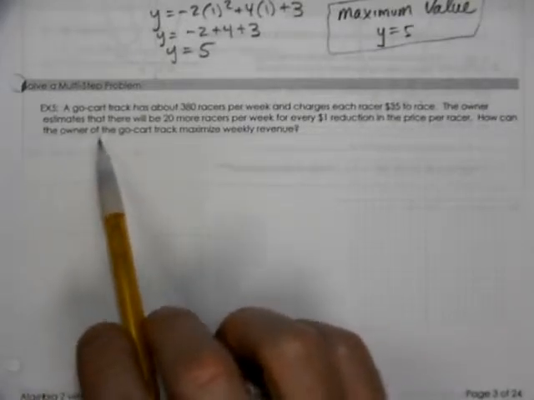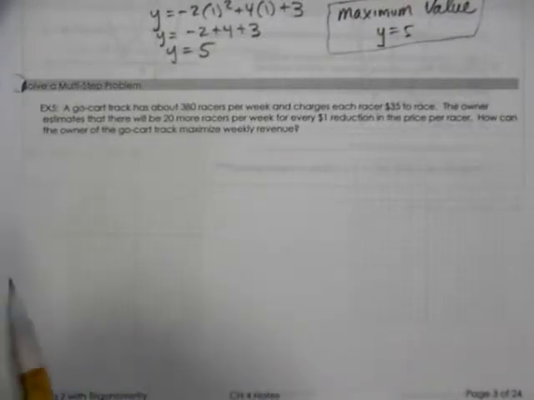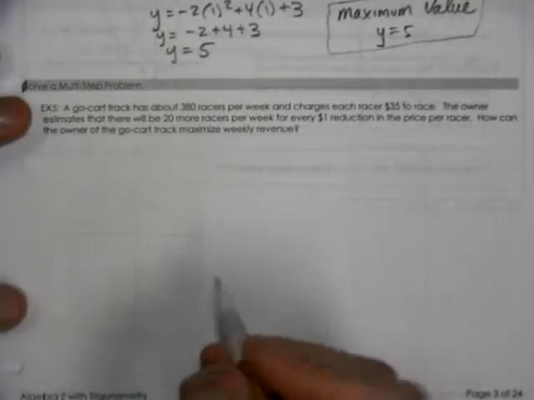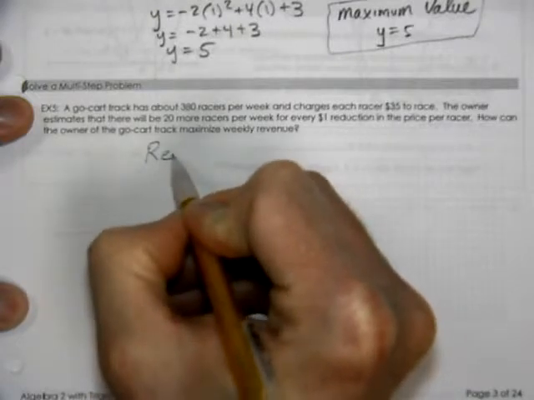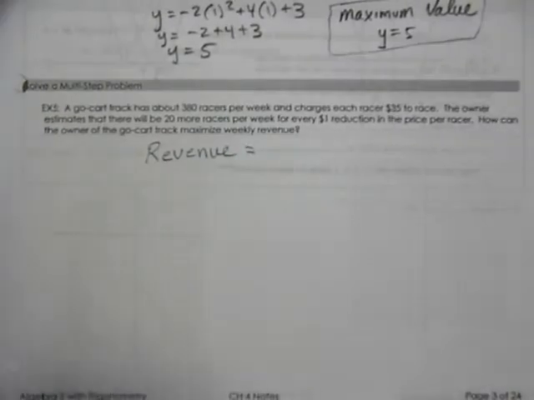How can the owner of the go-kart track maximize weekly revenue? What should the price be to maximize profit? We often think you have to increase your price, but in this case, you're going to get more riders. So you've got to think about, what is revenue? What makes your total revenue?